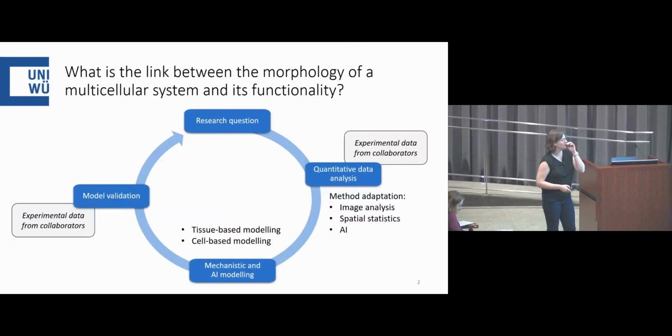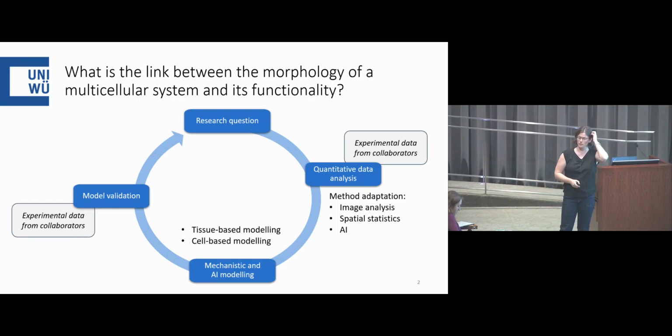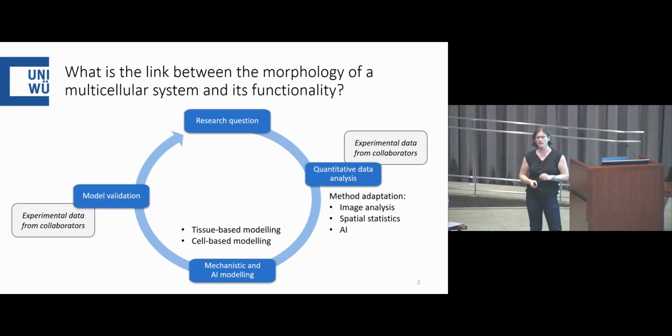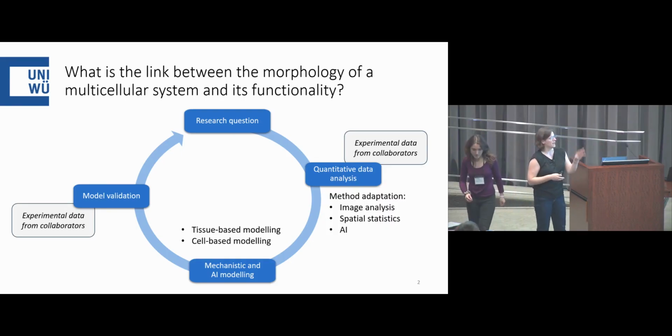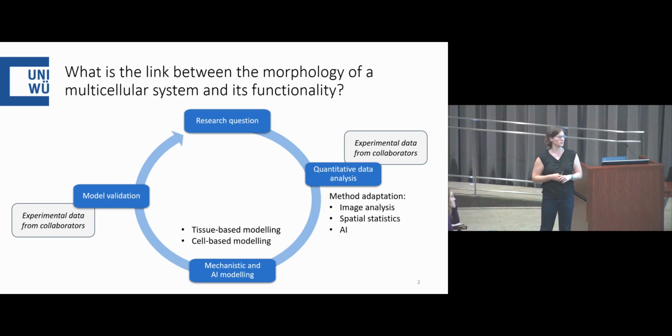So first of all, to start off with, what do we do in my group? I'm a mathematician by training. We don't do any lab work, just computers. But what we're focusing on is the link between morphology of a multicellular system and its functionality. We're interested in everything where space comes into play, spatial interactions when they are important. And for all our projects, we have collaborators, experimental collaborators, experts in the fields.